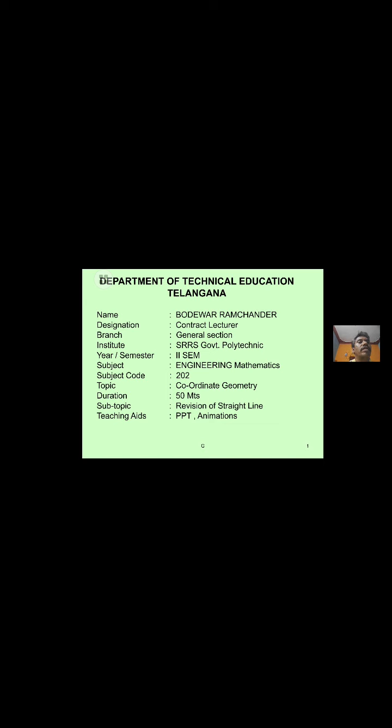And now the sem is second sem, subject engineering mathematics, subject code 202, topic coordinate geometry, and duration 50 minutes, subtopic revision of straight lines, teaching aids, PPT, animations. So this is the first class of the second sem, and in this second sem we have 6 units. First unit is coordinate geometry, and in that first chapter is straight lines.